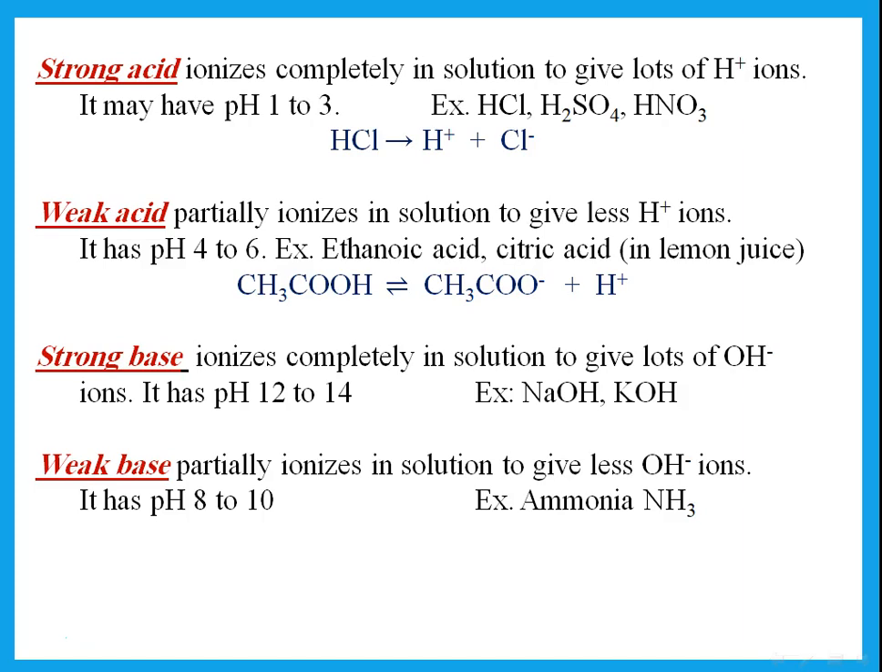But there are some bases that are weak. A weak base means it will ionize partially. So if I have ammonia molecules and I dissolve it in water, only some of the ammonia molecules will ionize to give just a small amount of OH- ions. So for now, know that things like sodium hydroxide, potassium hydroxide, calcium oxide, things like that are strong bases. Ammonia is the only weak base that we deal with in this syllabus.